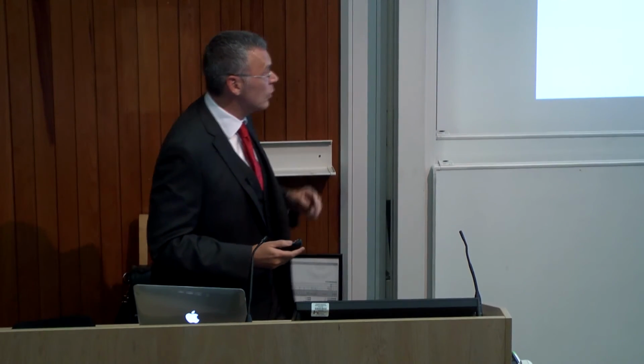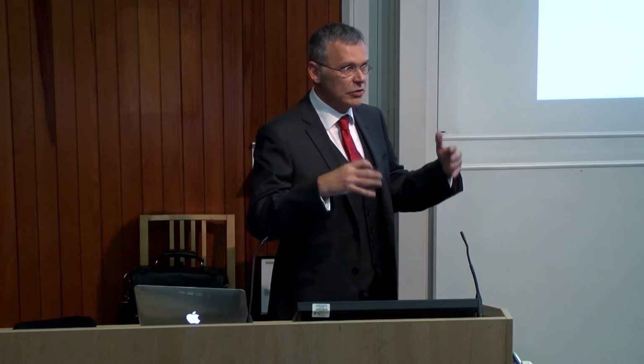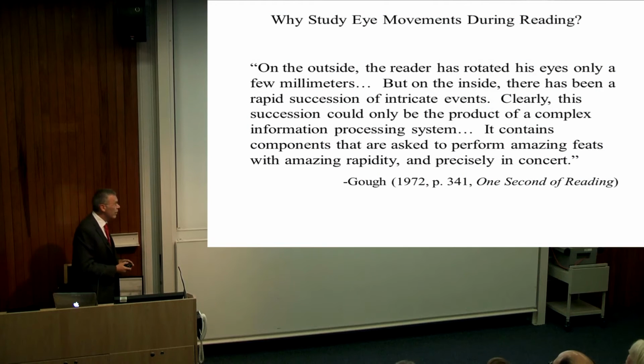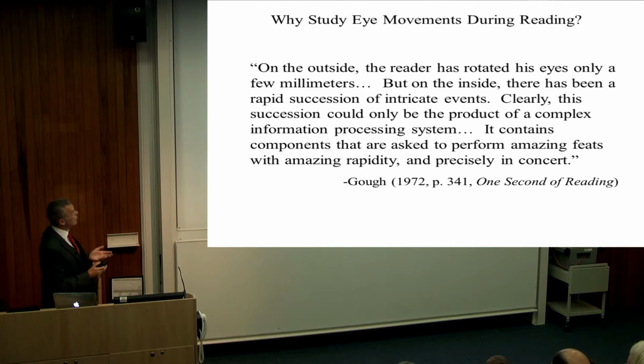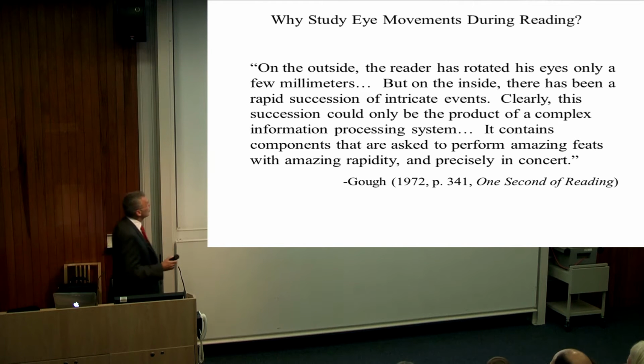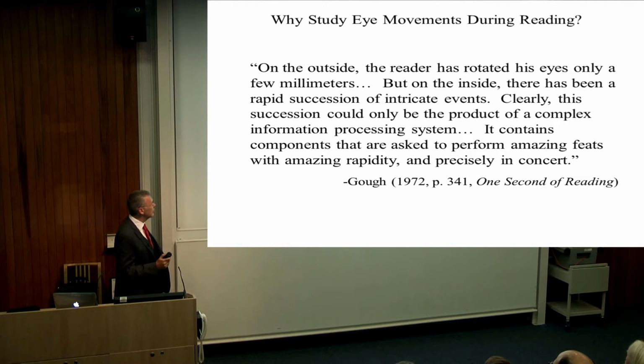So what I want to do is start with one of my favorite quotes that I think really nicely puts this all in context. It's a quote by a fellow named Philip Goff in a famous paper called "One Second of Reading." And the quote is, "On the outside, the reader has rotated his eyes only a few millimeters, but on the inside, there has been a rapid succession of intricate events. Clearly, this succession could only be the product of a complex information processing system. It contains components that are asked to perform amazing feats with amazing rapidity and precisely in concert."